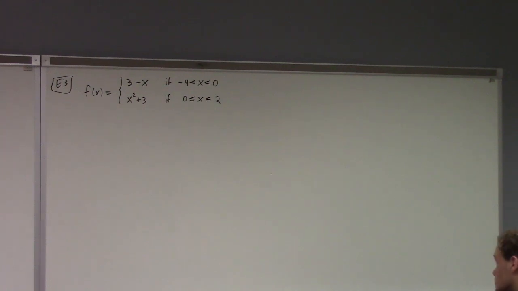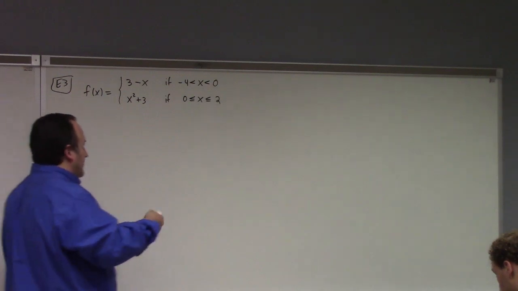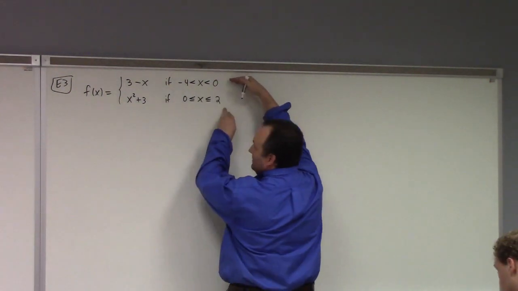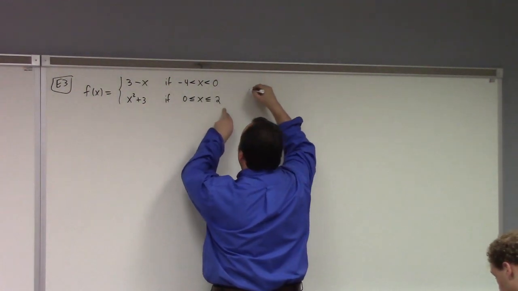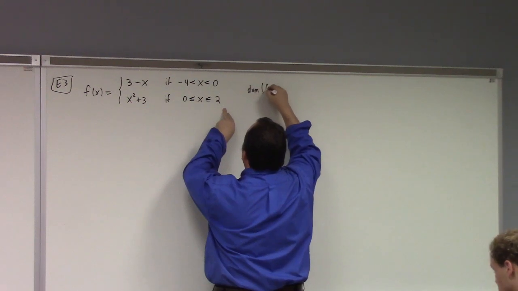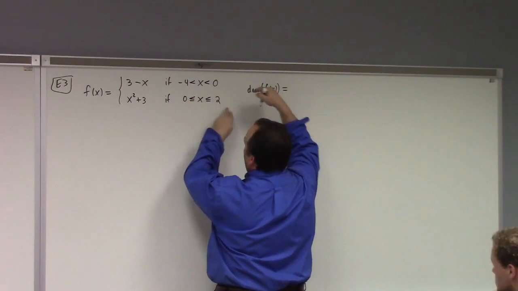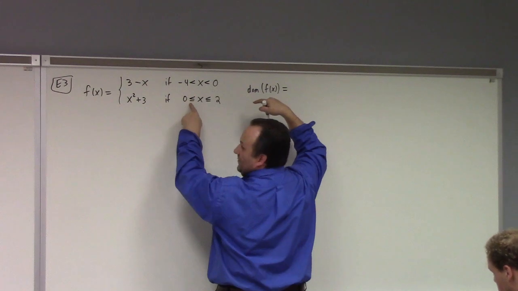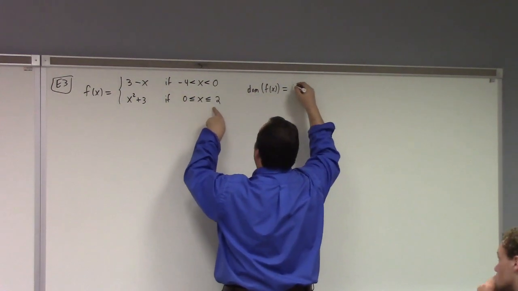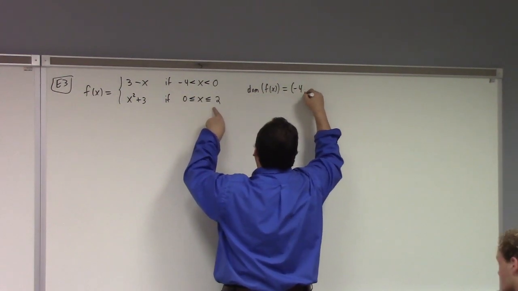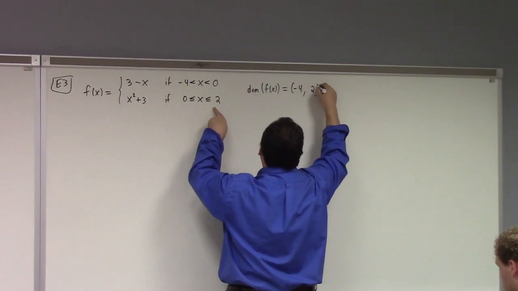Like this one, I don't even need to graph it or anything, I can just look at these and tell you that the domain for my function would just be, I go from minus 4 to 0, pick it up again here, go all the way to 2. So the domain would be minus 4 not included to 2 included.